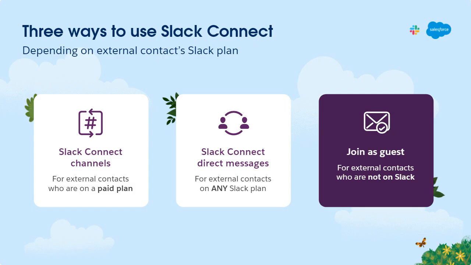There are also 3 ways to utilize Slack Connect. So the first is Slack Connect channels. The second are Slack Connect direct messages, also called DMs. And then the third is joining your workspace as a guest.